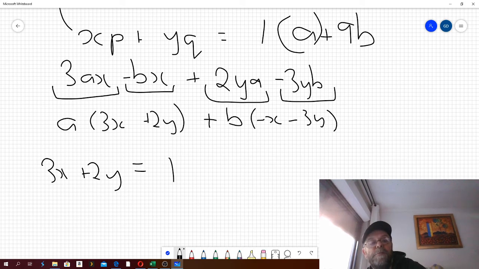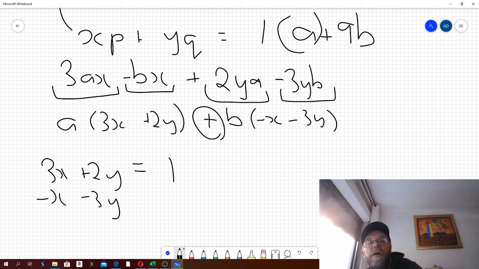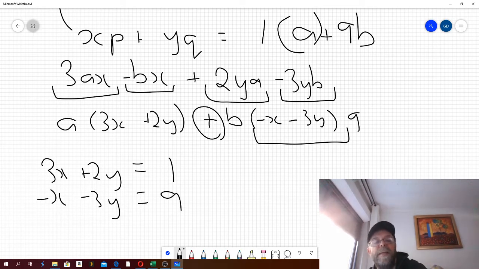Okay, so that must be equal to 1. And the minus x minus 3y, well, that must be equal to, because we've got a plus here, so plus what b? Well, this thing must then be equal to the 9, because that must make the 9b. So we'll make that equal to 9. You see, we're just looking at what we have on the one side of the equation and replacing the things that are different with the things that are the same on the other side.